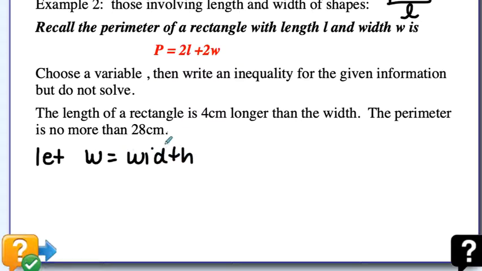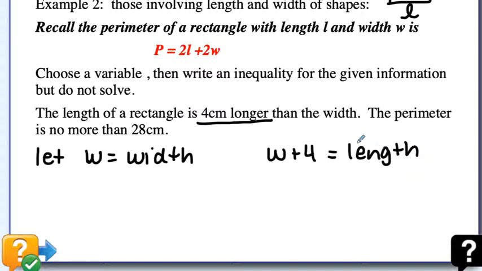Now remember, we're writing an equation or an inequality in one variable. So when we write the length, we have to do it in terms of the width. That means with W in my expression. For the length, we know it's 4 centimeters longer, so W plus 4 would be my length.